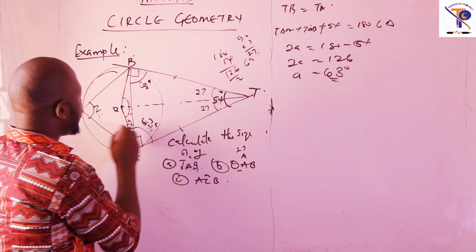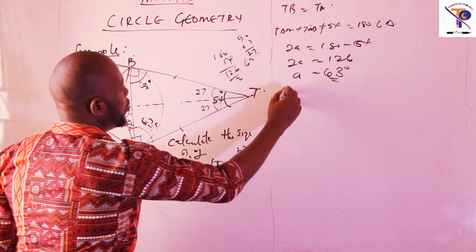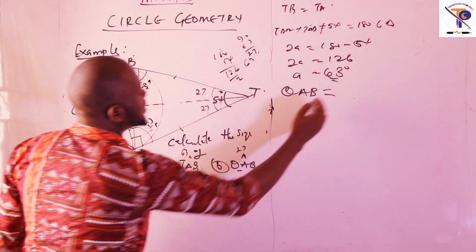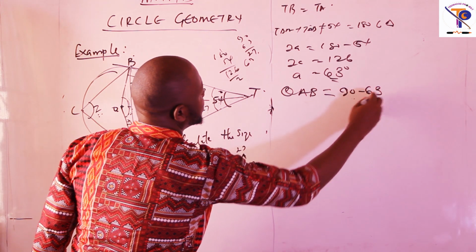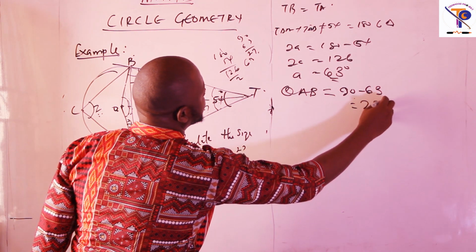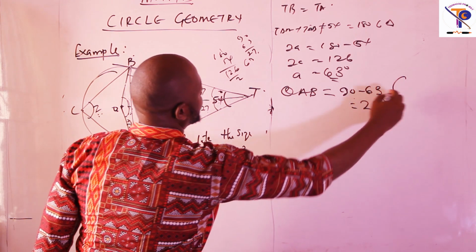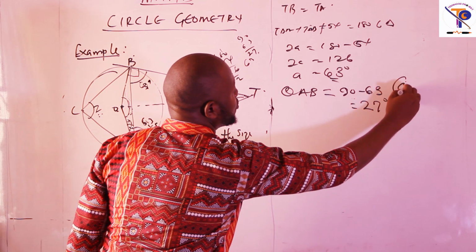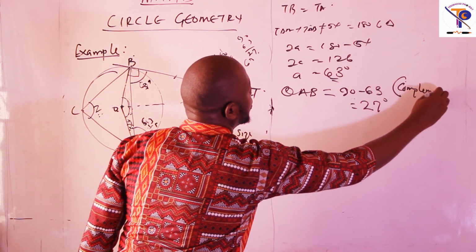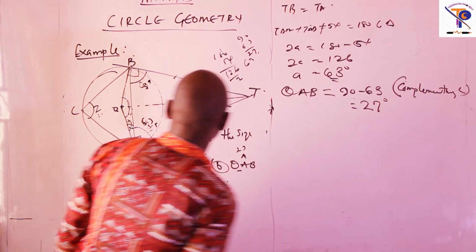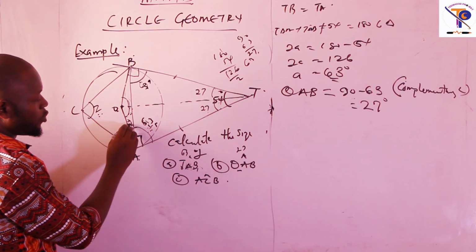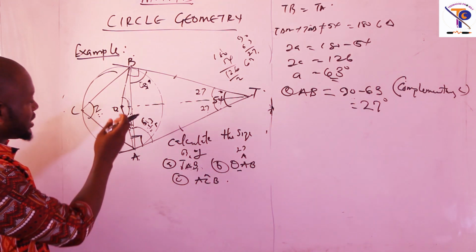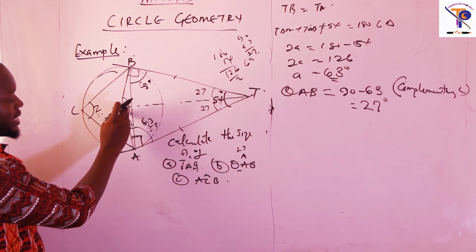So to get our y, that is OAB. OAB now will be equal to 90 minus 63. That is 90 minus 63. That will be 27 degrees. We can have complementary angles. That is 90 degrees. So the combination of y plus x will give you 90 degrees. So that's complementary angles. To get this one, like I said, we need this part.